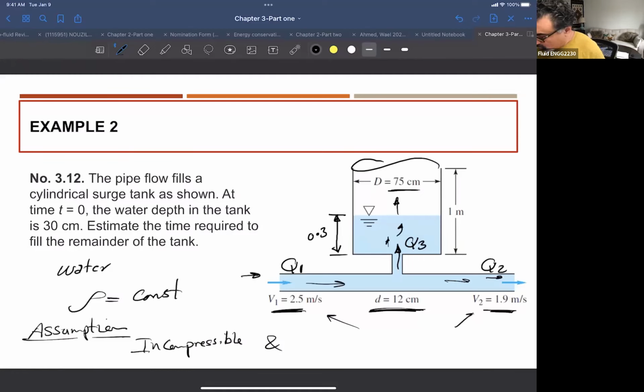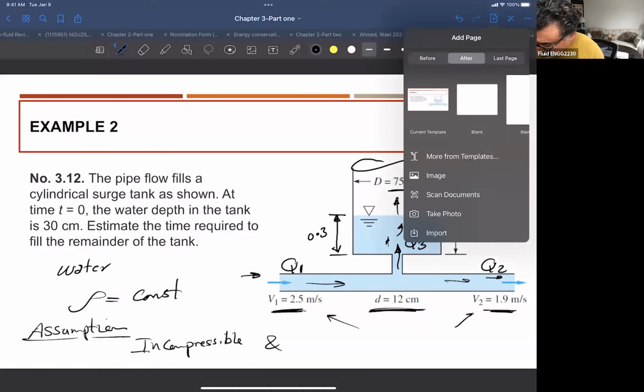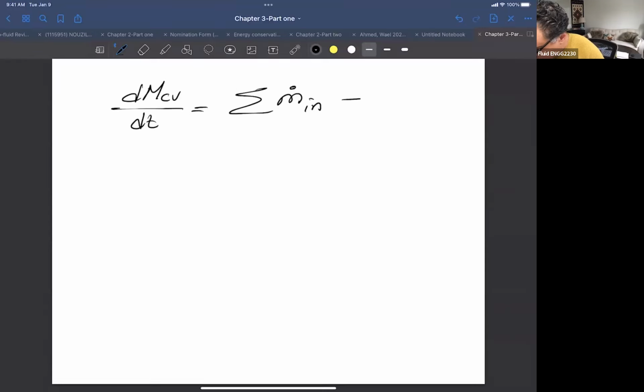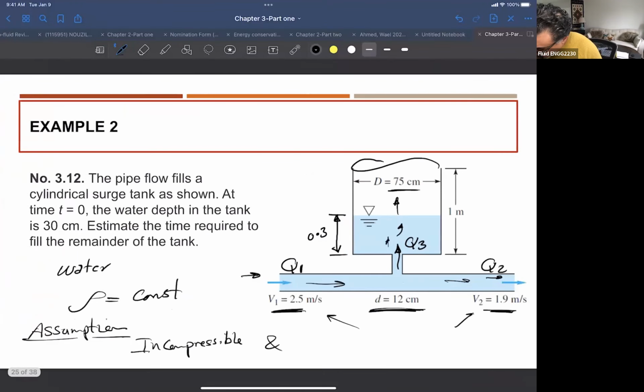Okay. So in order to solve this problem, it's very simple. We can say that our equation is dM of the control volume with respect to t is equal to the summation of mass in minus the summation of mass out. And the control volume I'm talking about here is this control volume here.